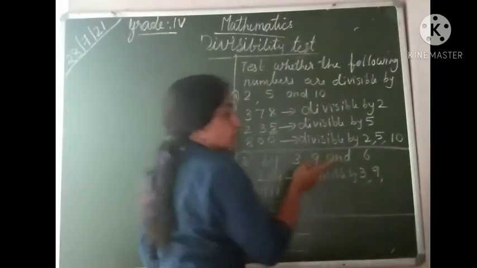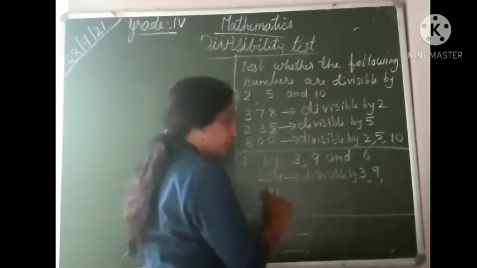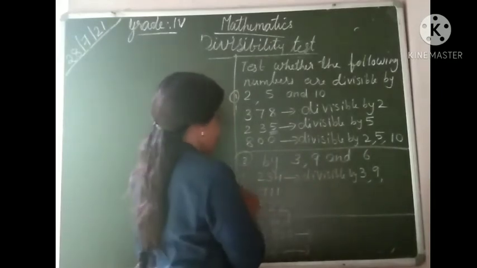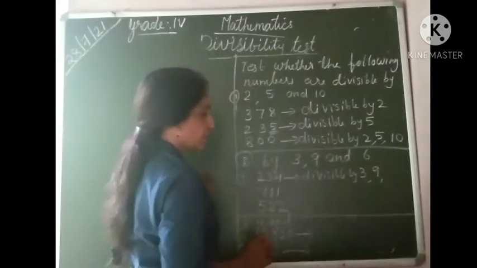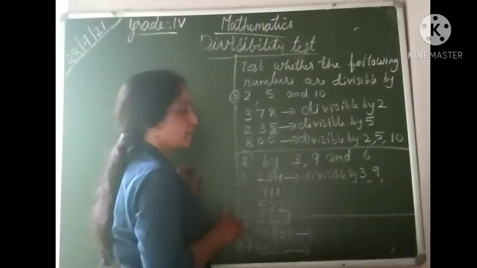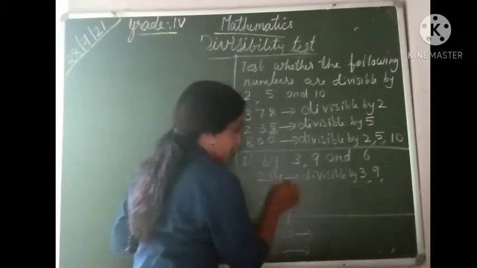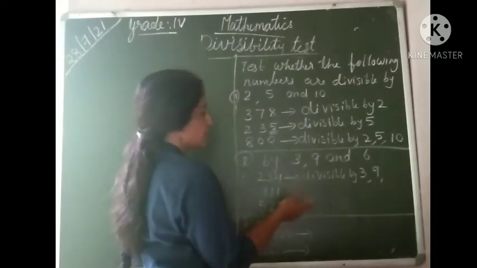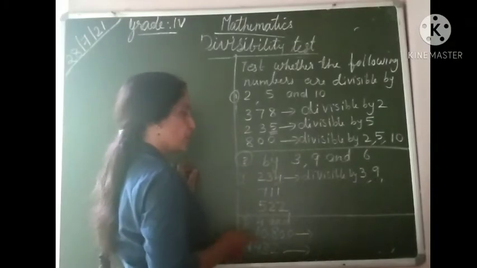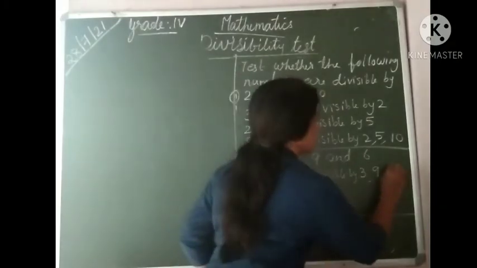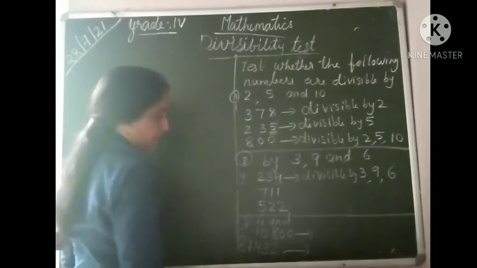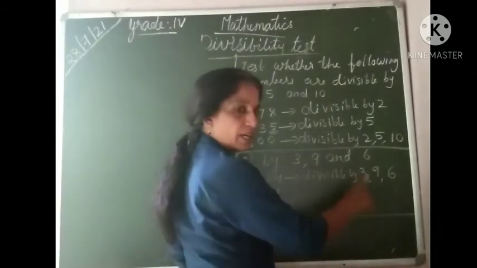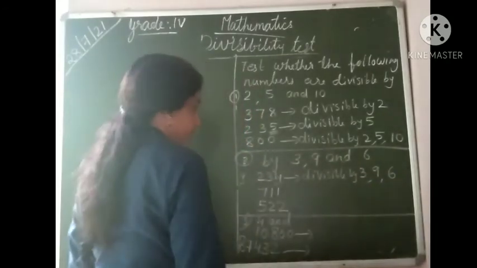What about 6? To check divisibility by 6, it must be divisible by both 2 and 3. Already we found the sum is 9. Therefore, divisible by 3. How can we check a number is divisible by 2? By checking ones place. Ones place number is even number 4. Therefore, this number is also divisible by 2. It works with both 2 and 3. Therefore, this number is divisible by 6. Therefore, 234 is divisible by 3, 9 and 6.